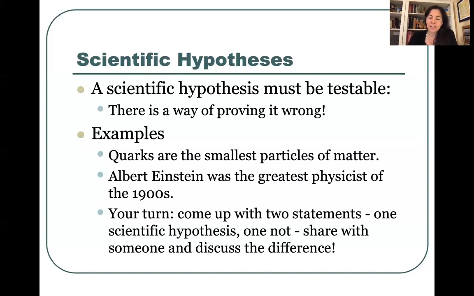All right. So if we look at the first statement, to prove it wrong, all we would have to do is find something that is smaller than the quark. And if we found something smaller than a quark, it would mean that the quark is not the smallest particle of matter. Okay. For the second statement, it's really more a matter of opinion. And so that one is trickier.